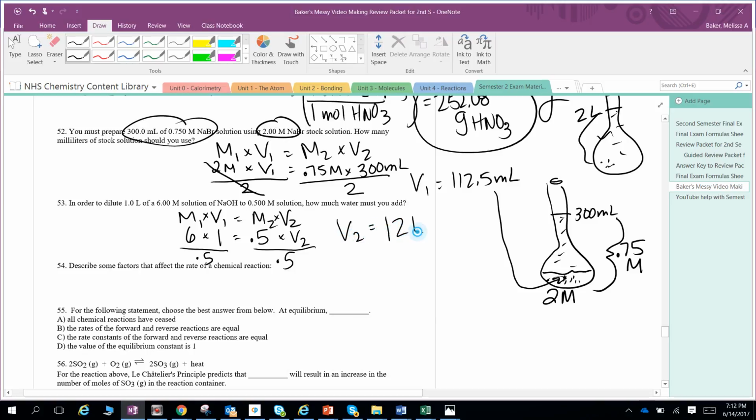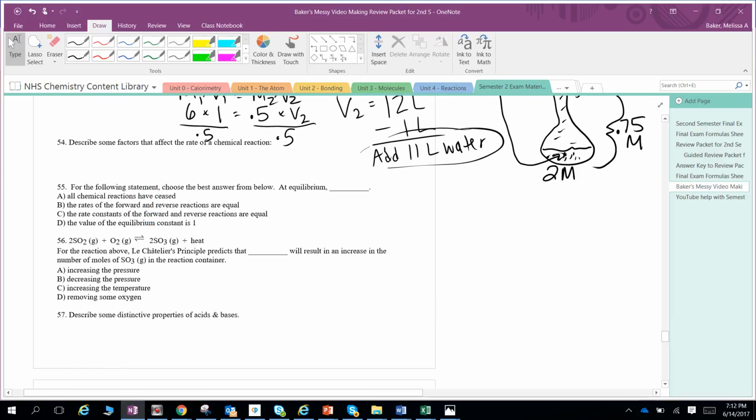V2 is equal to 12 liters. But I want to subtract off the original liter that was there, so I'm going to need to add 11 liters of water to that 6 molar acid in order to dilute it to a 0.5 molar concentration.